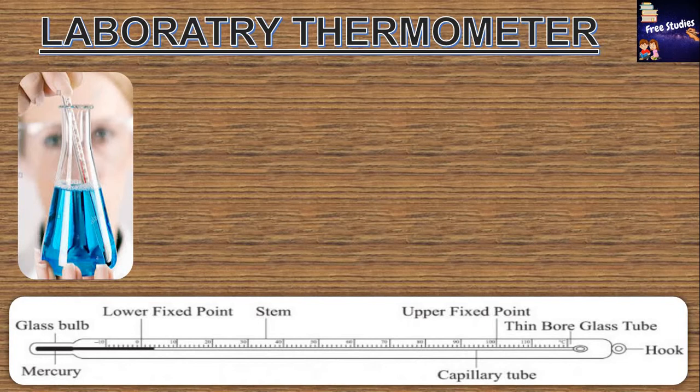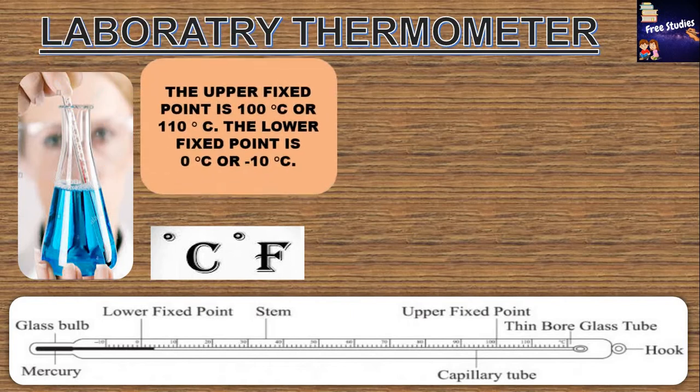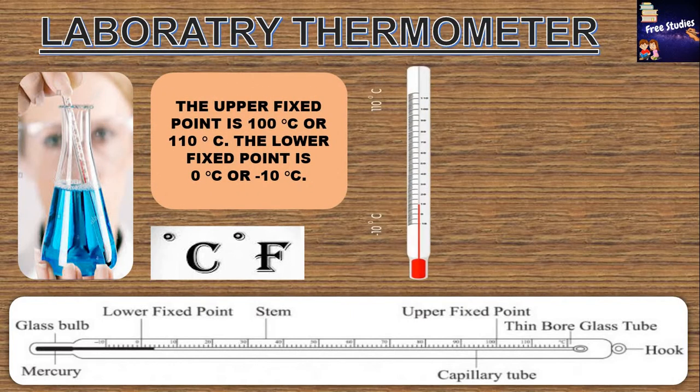The lower end of the capillary tube is converted into a glass bulb filled with mercury, and the upper end of this tube is sealed. The stem is marked in degrees Celsius or degrees Fahrenheit. The commonly used laboratory thermometers have a range from minus 10 degrees Celsius to 110 degrees Celsius. The upper fixed point is 100 degrees Celsius or 110 degrees Celsius. The lower fixed point is 0 degrees Celsius or minus 10 degrees Celsius.